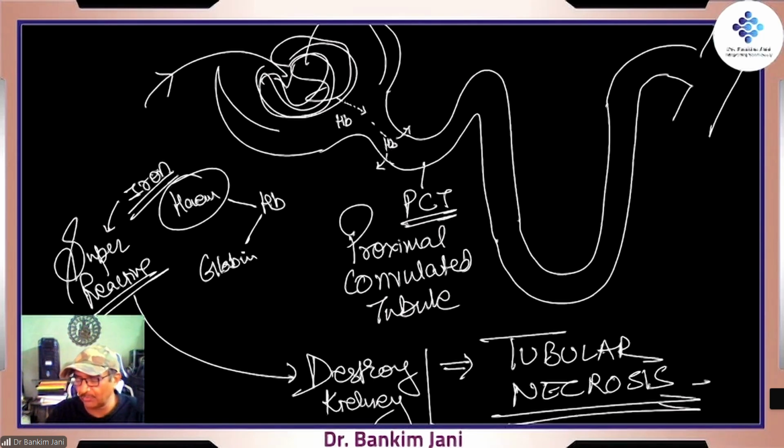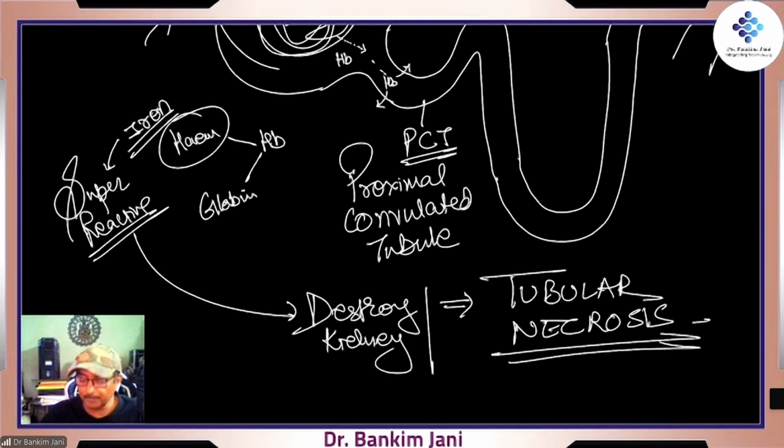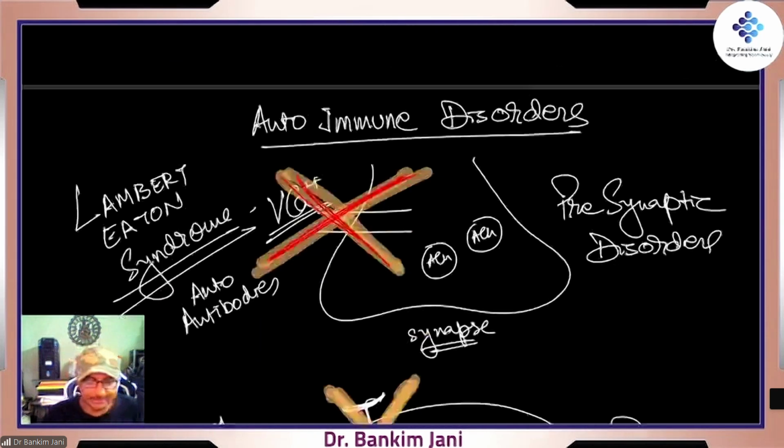And when you go for the urine test, you will find that in such patients there will be blood in the urine, hematuria, there will be hemoglobin in the urine, right? So all those things are the evidence of tubular necrosis.